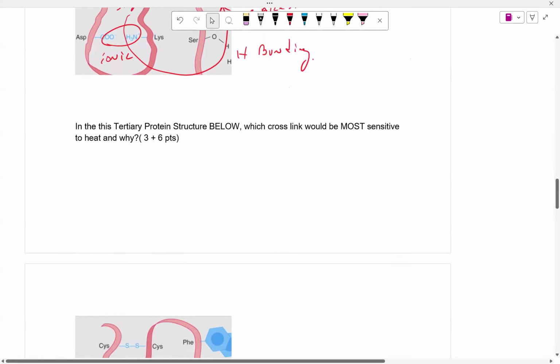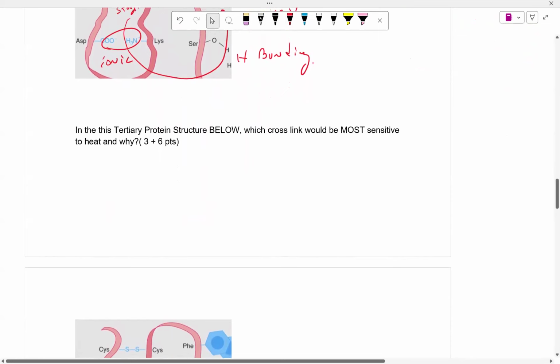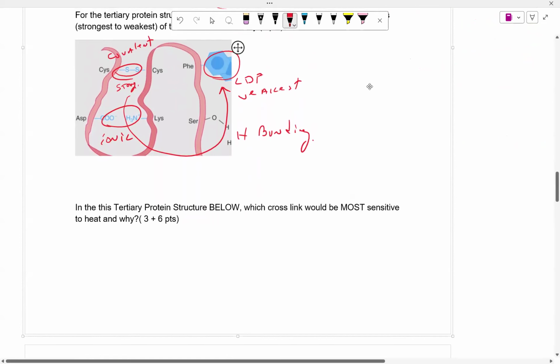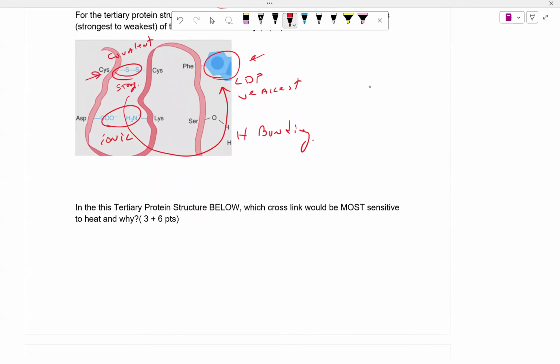Okay, so tertiary structure, which crosslink would be most sensitive to heat? That would be this one here, because it's just LDFs. The most resilient to heat would be the covalent ones. Now your hair is protein, and your hair's got a lot of sulfur-sulfur crosslinks in it, covalent bonds. That's why you can take a hot shower, and if you're curly hair to start with, your hair is still curly. Or if your hair is straight to start with, it's still straight, because that sulfur-sulfur crosslink is so strong. The only way to break it is to put it in an oxidative reductive environment. That's called a perm.